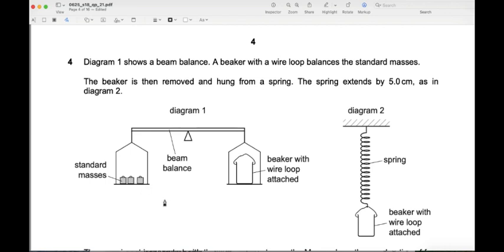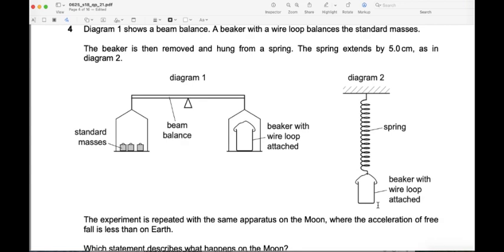The beaker is then removed and hung from a spring. We remove this beaker from here and hang it on this spring. Now the spring extends 5 centimeters as in diagram 2. So the extension here is 5 centimeters.